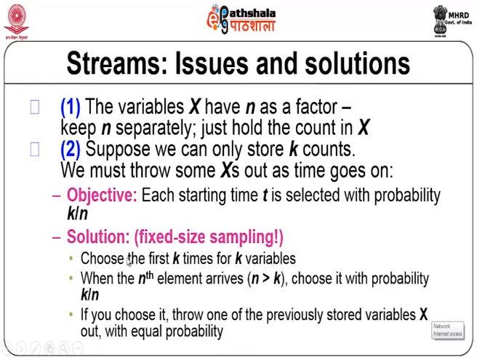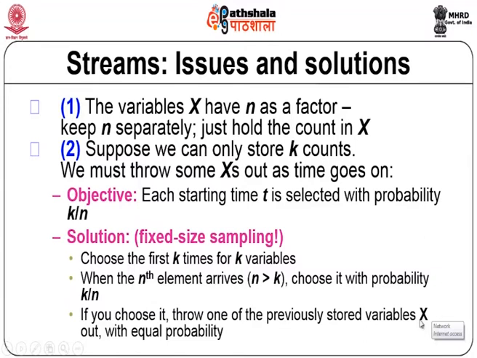So, what you can do is you can choose the first k elements, and for every nth element that arrives, where n will be greater than k, you will have to choose it with a probability k divided by n, else you will have to ignore the nth element. Suppose if you are going to choose the nth element that arrives, then you will have to ignore any of the already existing values in x.